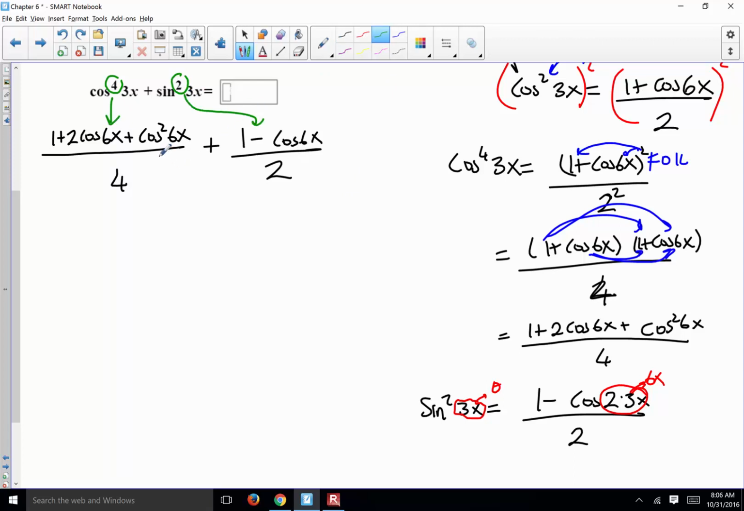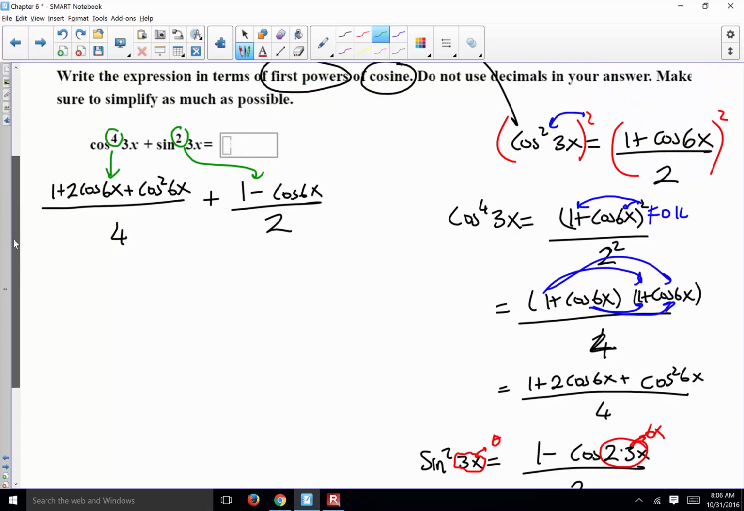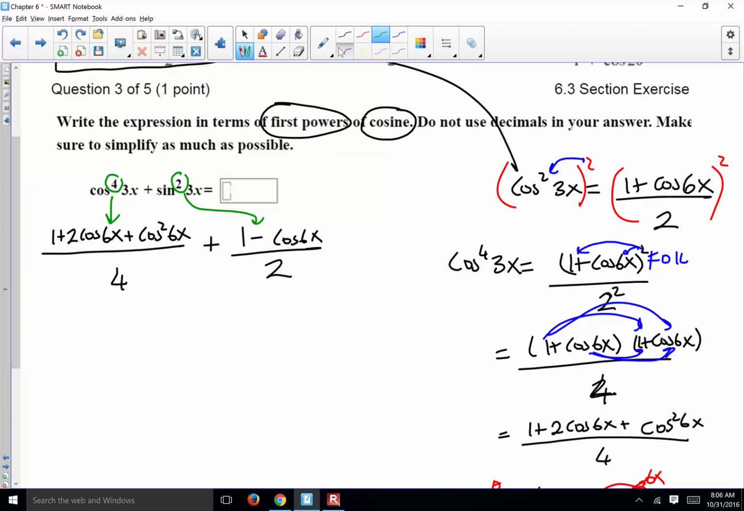Are we done? Is the desired requirement established here? No. What is wrong? Which one is wrong? Which one is still not ready? Yeah. This thing cosine square 6x. I still have a square here. Must be first power. So how do I write cosine square 6x now?